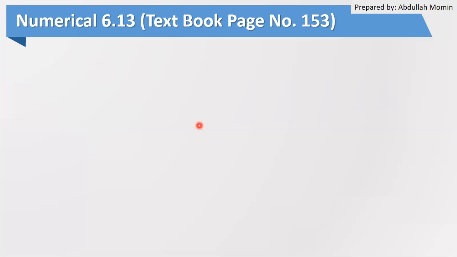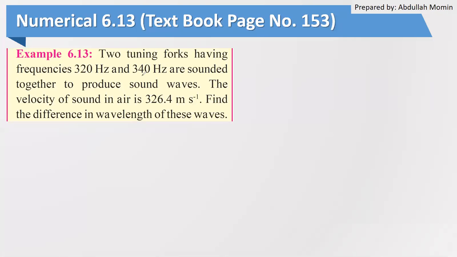Now this is the last exercise question from your textbook, exercise 6.13, on page number 153 of your textbook. The question is: two tuning forks having the frequency 320 Hz and 340 Hz are sounded together to produce sound waves. The velocity of sound in air is 326.4 meter per second. Find the difference in the wavelength of these two waves.